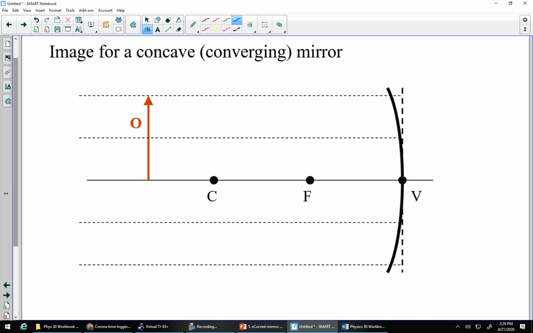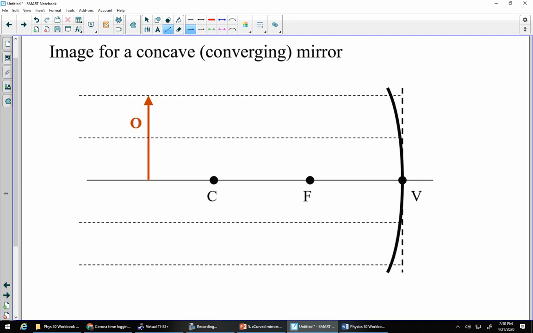The arrow right now I've got in red. It's my object, so O for object, and you'll notice that I've got my vertex, my focal point, my center. Those are all going to be very important pieces. And the other thing with my object is I have an arrow head and an arrow tail. Both of those are very important. So I'm going to use a straight line drawer. You should use a ruler for this one.